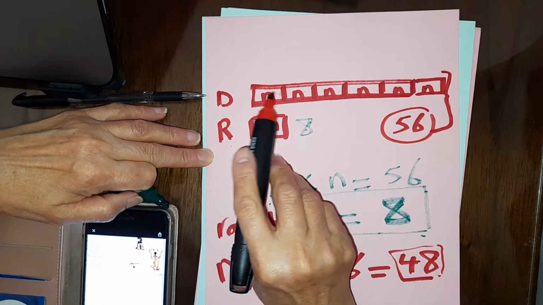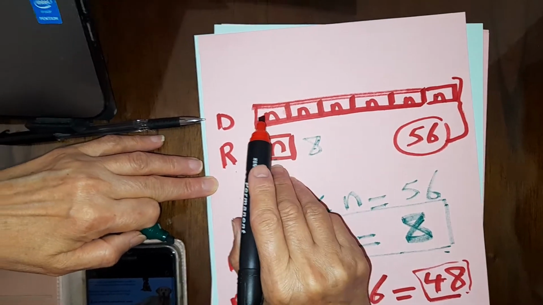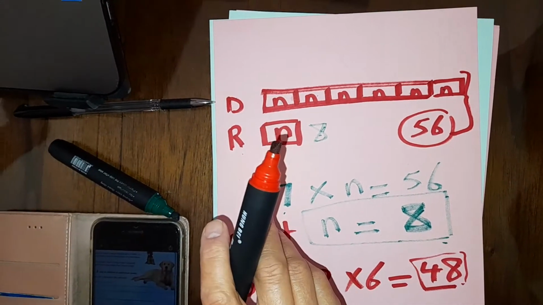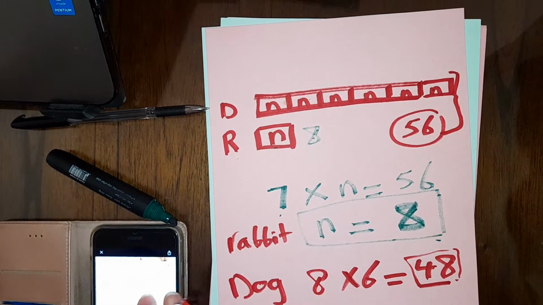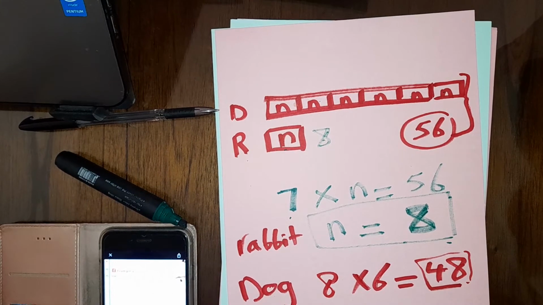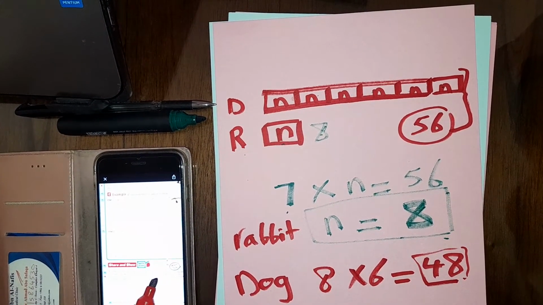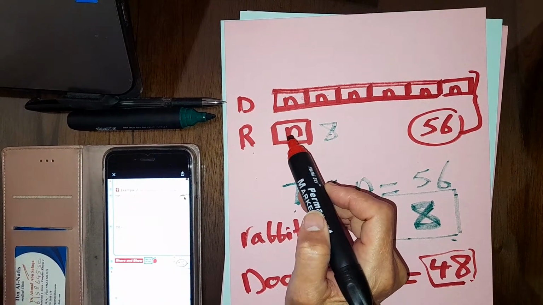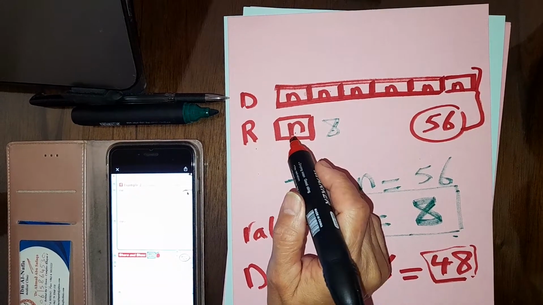We use multiplication comparison. You draw a long bar and you go to the question. They said Maria's dog weighs 6 times as much as her rabbit. So this is 6 times as much as this. I don't know the value of the rabbit, so I can write any letter.